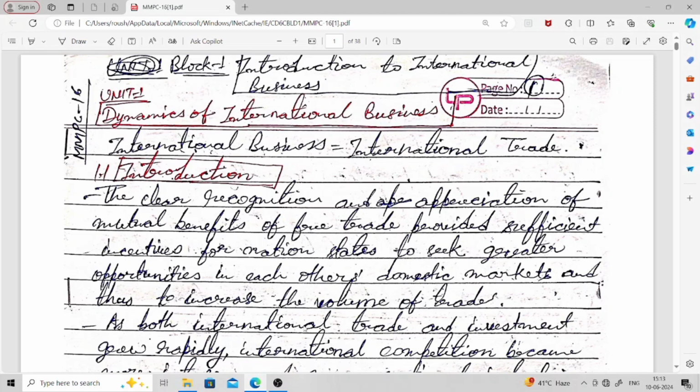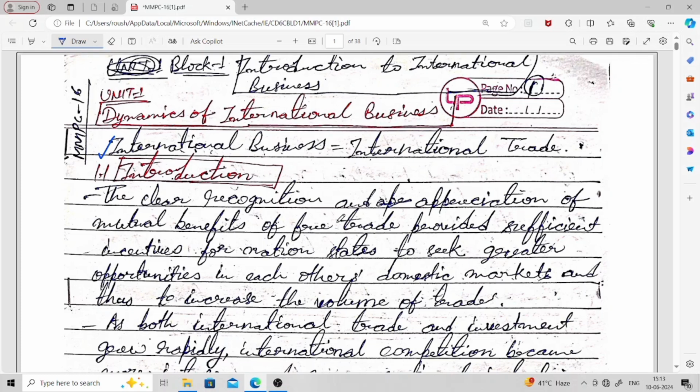So first, let me select this one to draw. Now selected. The first thing is international business. It is also known as international trade. Now let's move on to the introduction part.